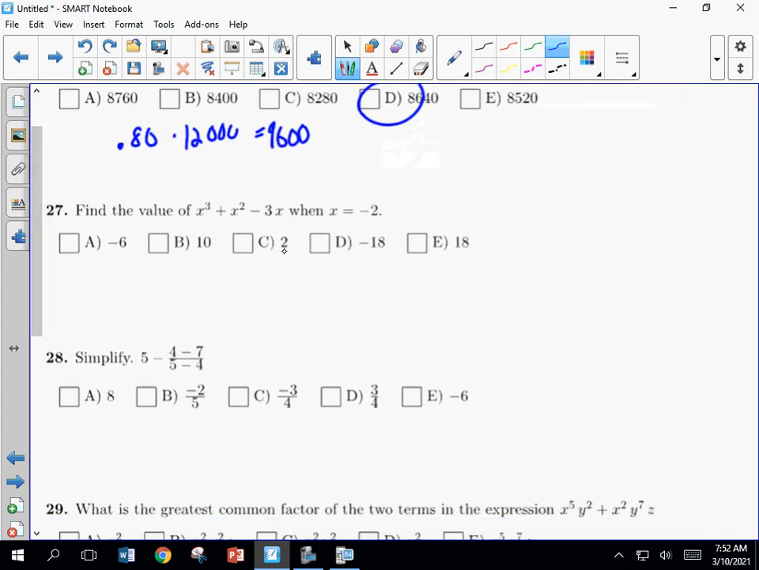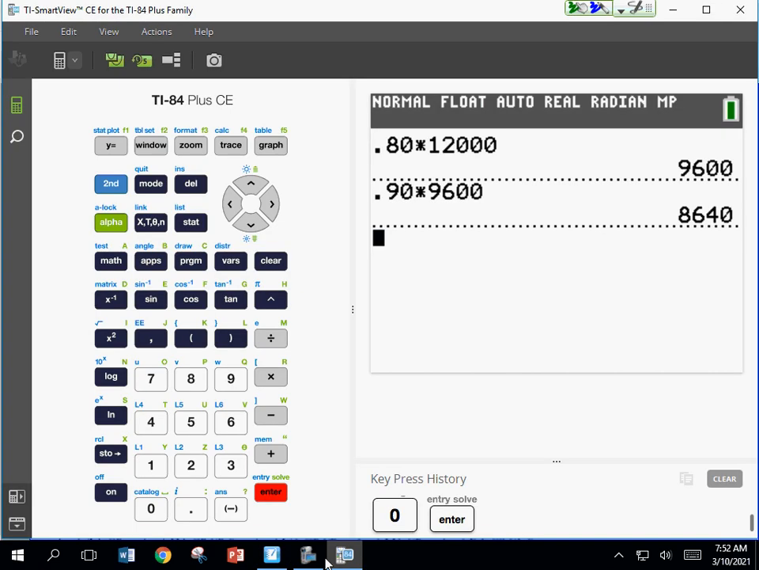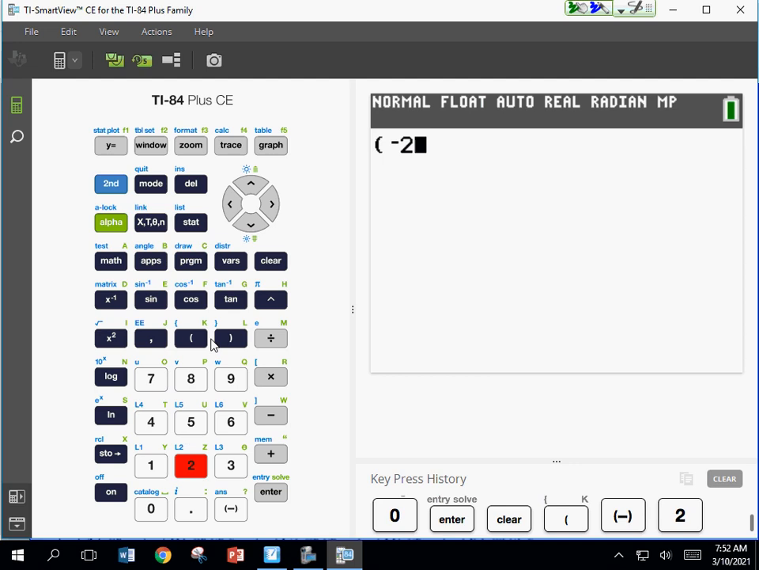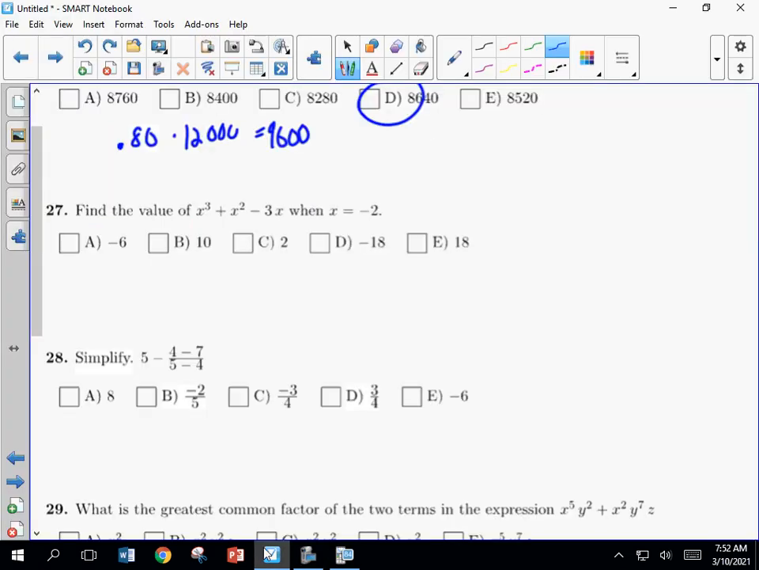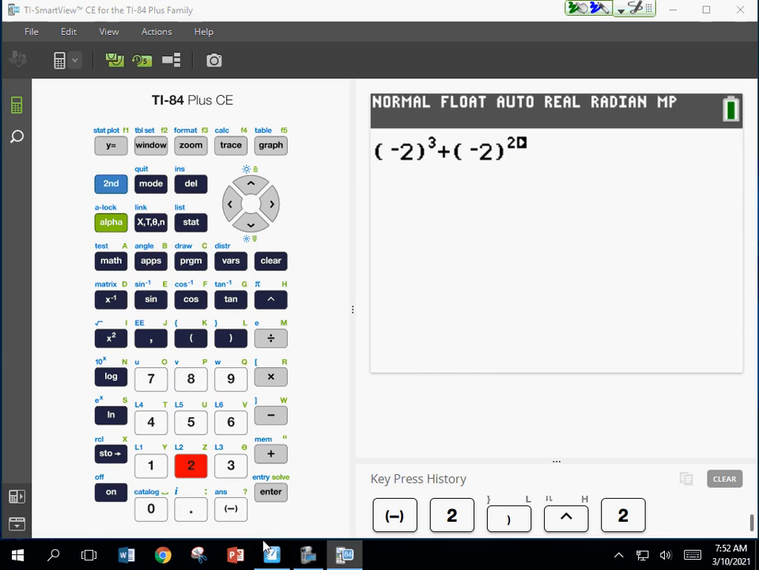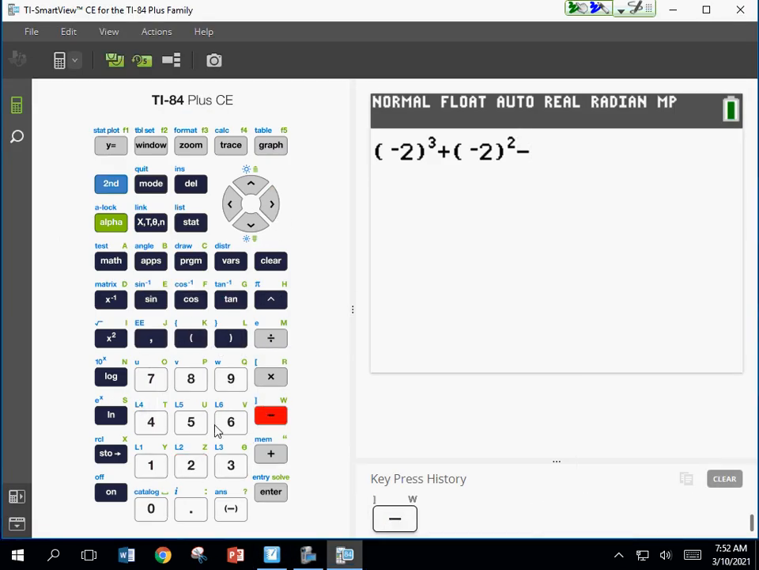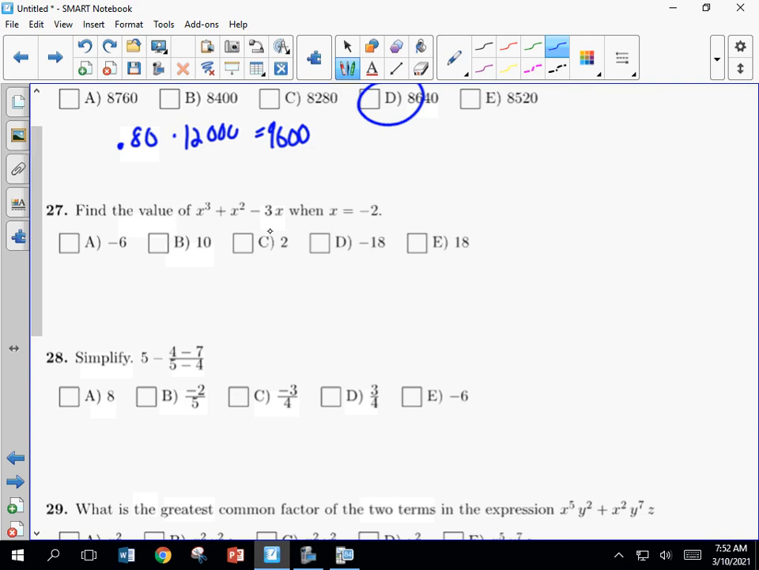All right, so find the value. Just do this. Make sure you do this in the calculator. Don't try to plug it in or do it by hand. So you get -2 in parentheses. Make sure anytime you plug a number in for a variable, you put it in parentheses, plus -2 squared over, make sure, minus 3 times -2, enter, and you get 2 as your answer. There we go.